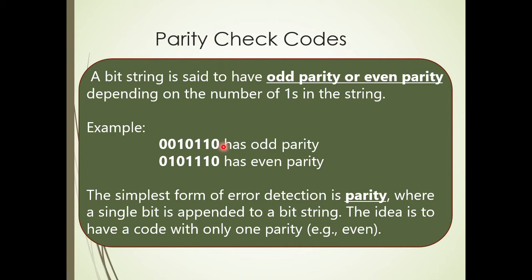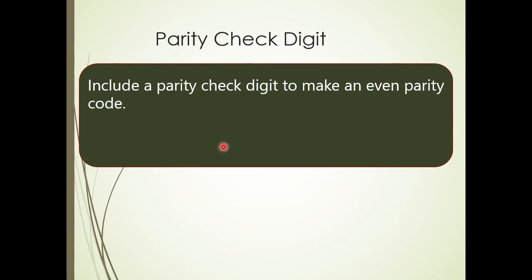So once we have produced a code with even parity and a receiver received a message with odd parity, then definitely the receiver knows that there is an error. That is because the receiver and the sender agreed on using only even parity. So to illustrate this, let's try an example.